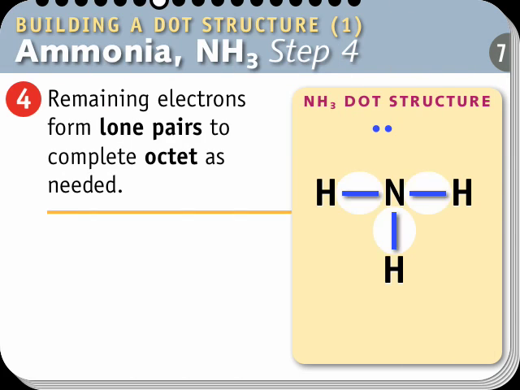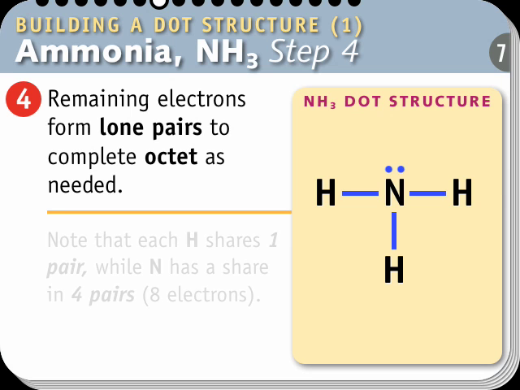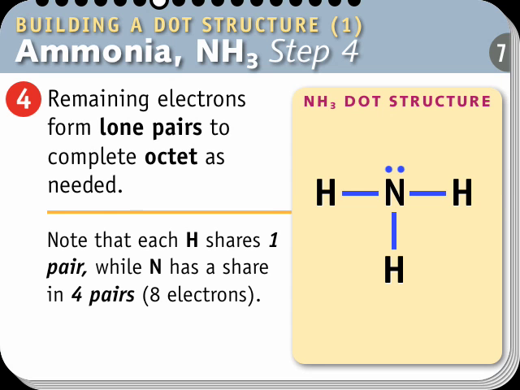Creating 3 single bonds means that one of our 4 original electron pairs remains, and we will make that pair of electrons a lone pair on the nitrogen atom. The result is that each hydrogen atom has a share in 1 pair of electrons. That's the maximum number it can accommodate. The nitrogen atom has a share in 4 pairs of electrons, 3 bond pairs and 1 lone pair. That is, the nitrogen atom has an octet of electrons. The Lewis electron dot structure for ammonia is completed.